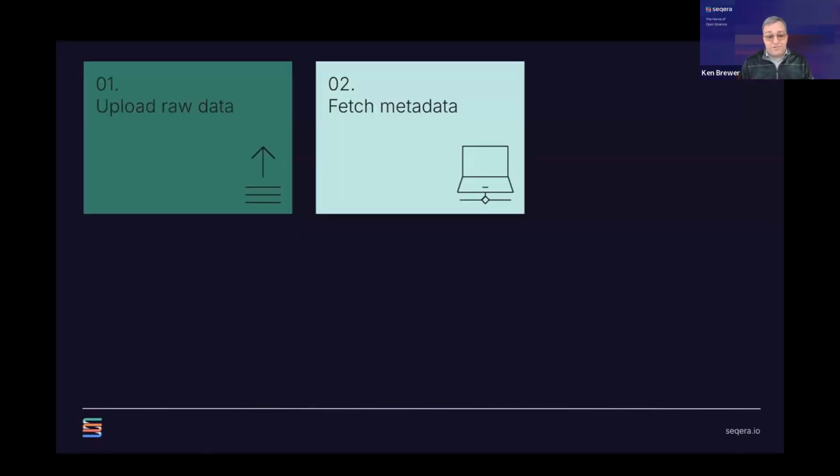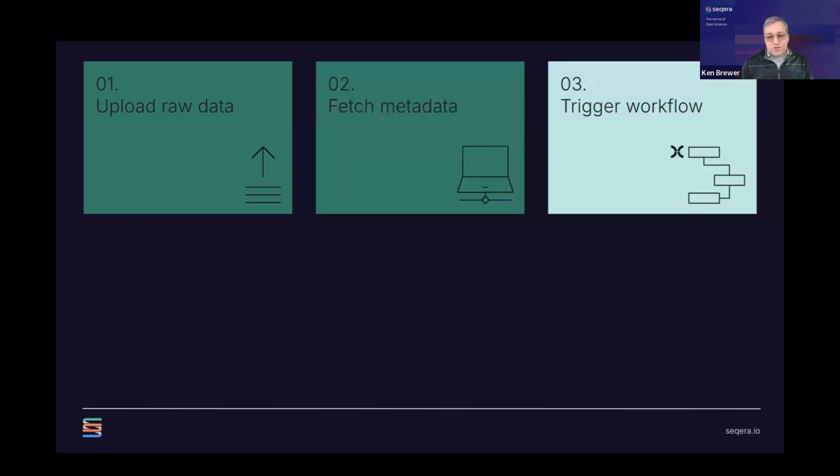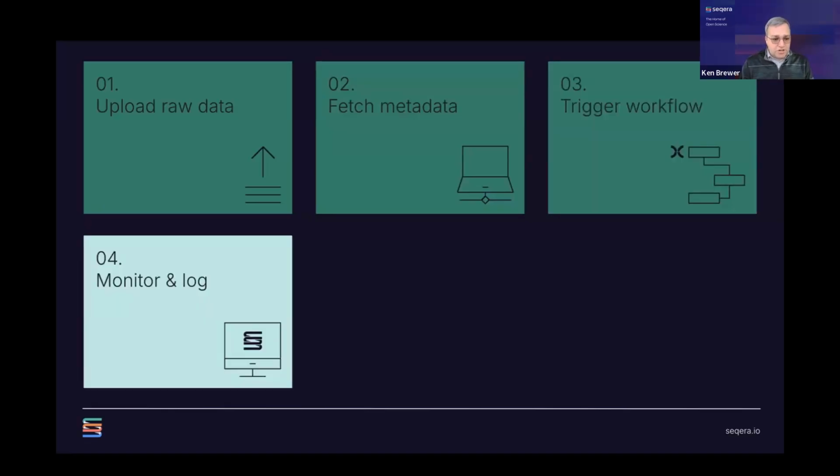You often need to fetch metadata about the data. So if you have a sequencer run ID, you'll need to get information about what type of processing is required for this data. And you'll want to have that travel along with the data as much as possible. You'll need to trigger some sort of scientific workflow. You need to be able to monitor and log workflows that are in process, so you know when they complete, when the data is ready, and where that can be found.